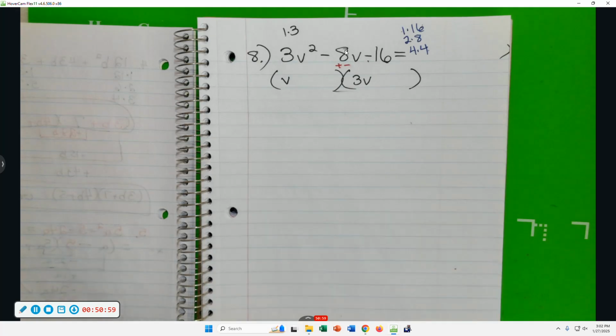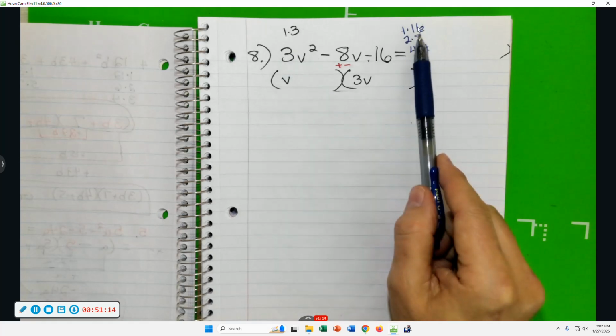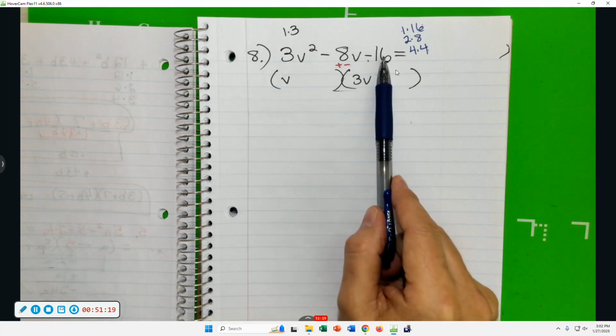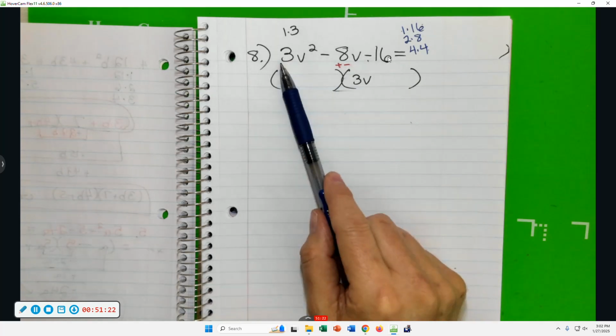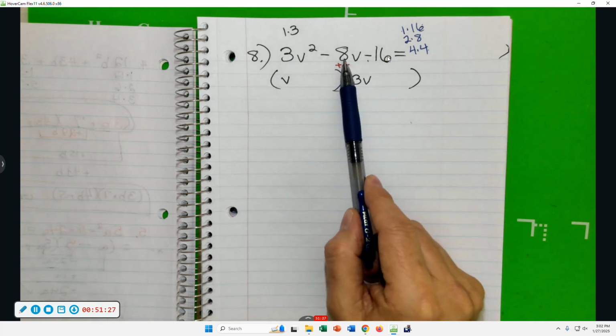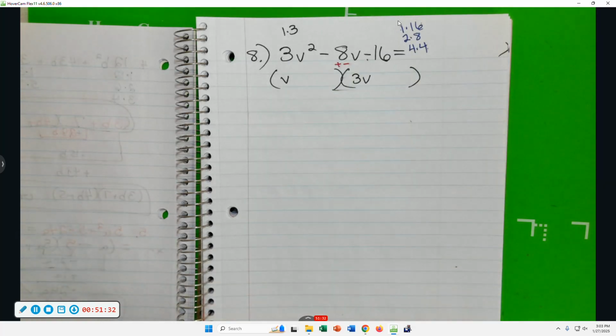And I wanted to mention, if this middle number had been either, what's your little rule, 49 or 47, I'd try 1 and 3 and 1 and 16. Three times 16, that's 48. So if this had been a 47 or 49, I'd try the 1 and 3 and the 1 and 16 first. Otherwise, what are you going to try first?